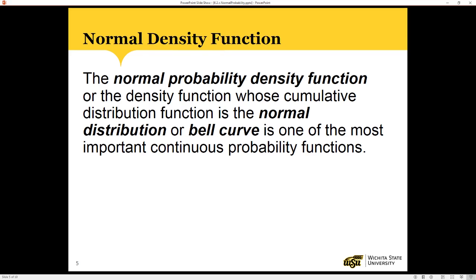So the normal probability density function, or the density function whose cumulative distribution function is the normal distribution, what is commonly referred to as the bell curve, is one of the most important continuous probability functions. This is going to get used in lots and lots of applications and may very well be the focus of an entire course.